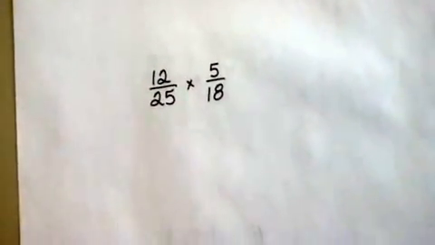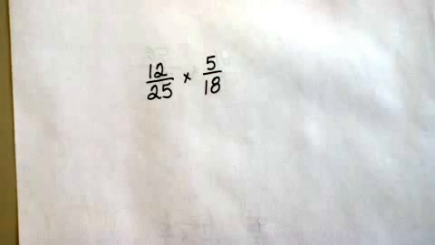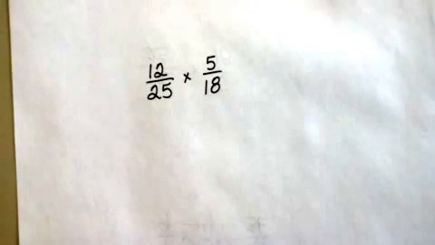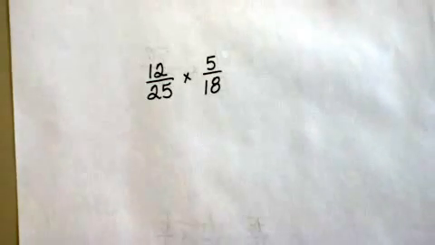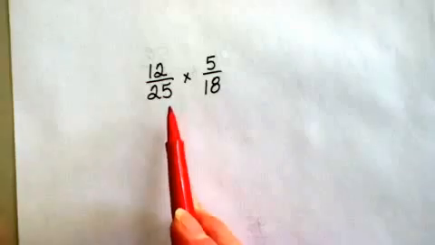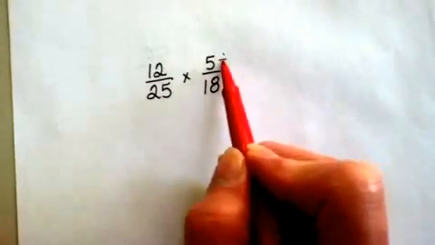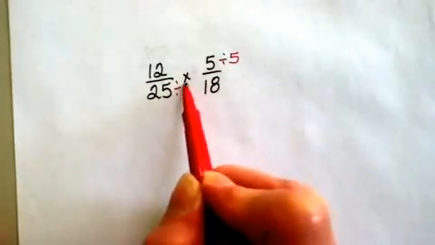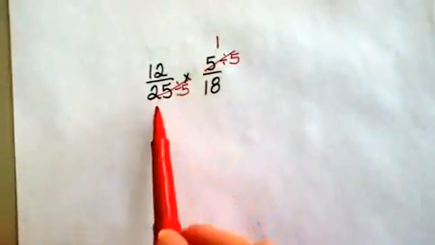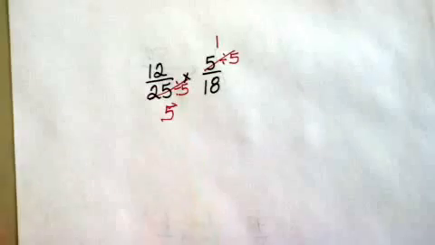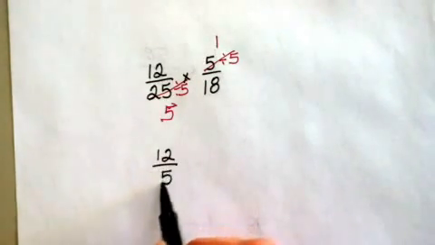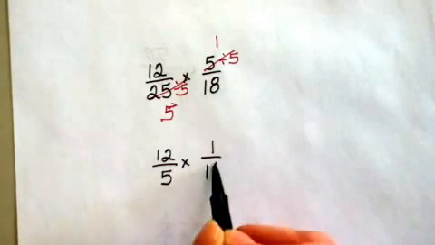12 over 25 times 5 over 18. And let's start that process. Do you have a number in the numerator and a number in the denominator that have something in common? Well, I see the 5 and I see the 25, and I can divide them both by 5. 5 divided by 5 is 1. 25 divided by 5 is 5. Now my problem becomes 12 over 5 times 1 over 18.